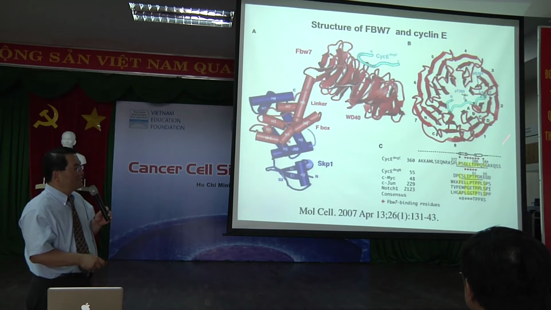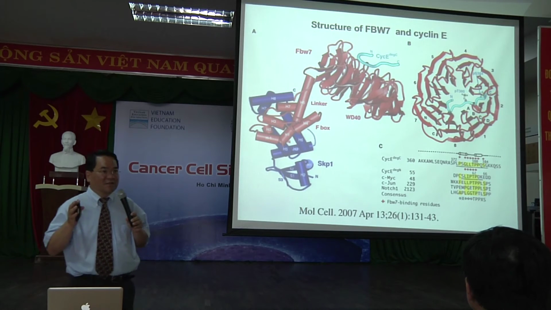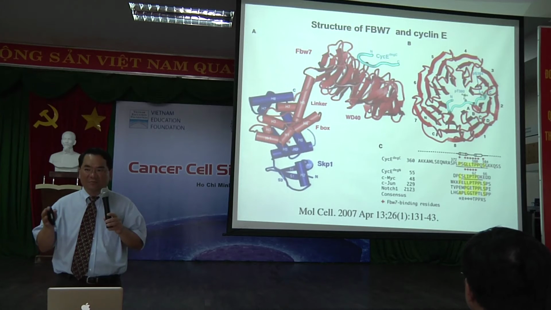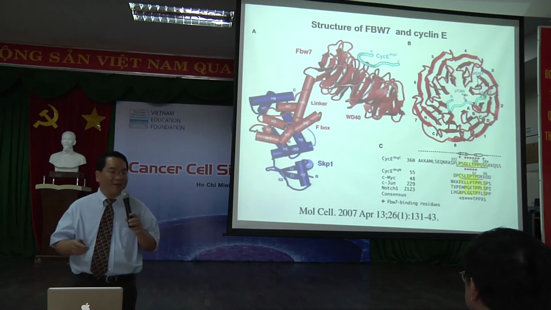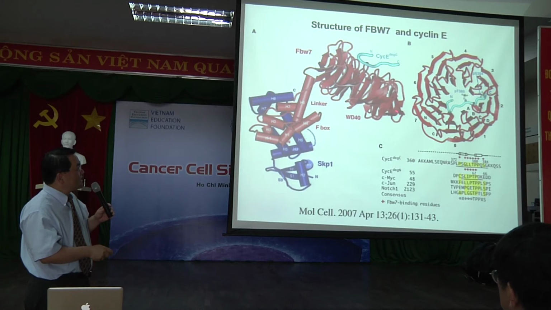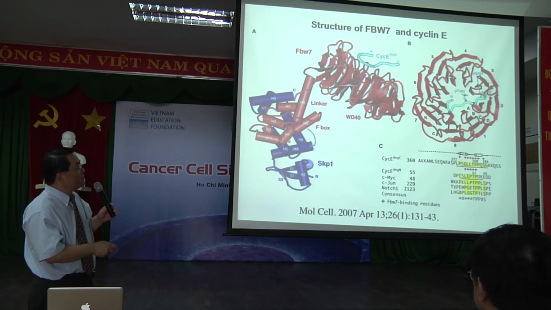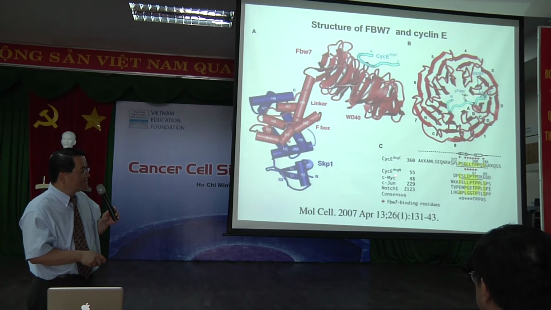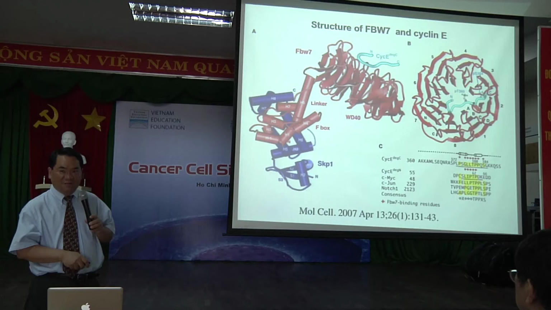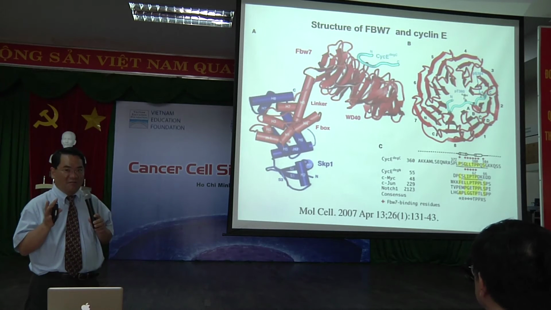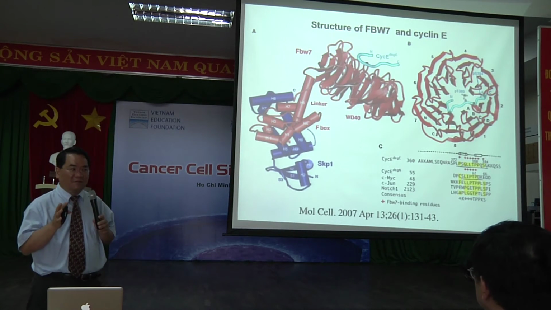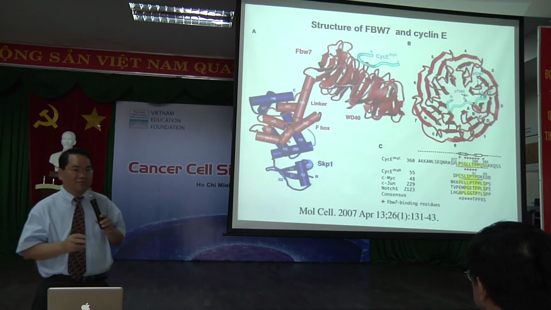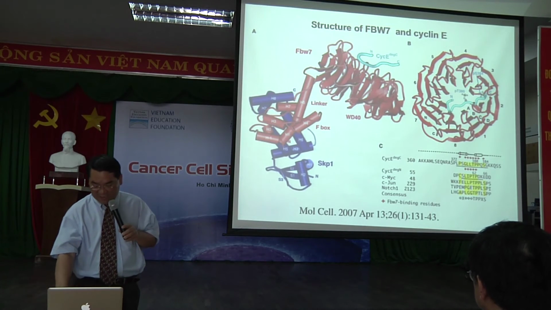Sometimes the cancer has a way to manage it, making FBW7 a mutated form. Mutated where? They are mutated somewhere around here, so they will not be able to recognize cyclin E anymore. They will not be able to recognize c-MYC or c-Jun. So see how a cancer cell manages to escape the activity of FBW7. This is for cyclin E degradation.